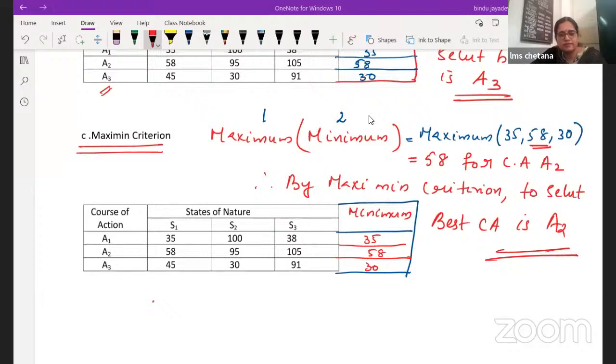Yes, right. To choose, to select any line, but you should write that sentence. You can't write "the answer is 58" or "the answer is 32." For the entire chapter, entire unit, the answer is not the number; the answer is the course of action A1, A2, A3. कौन सा action best है, कौन सा action optimum है. Therefore, always you have to write the conclusion as a sentence.